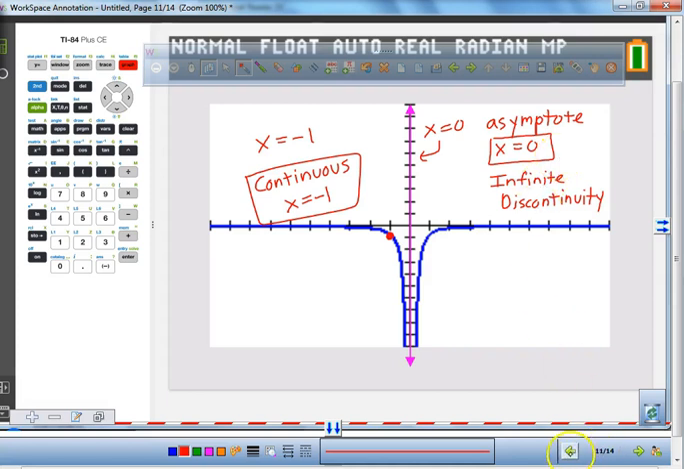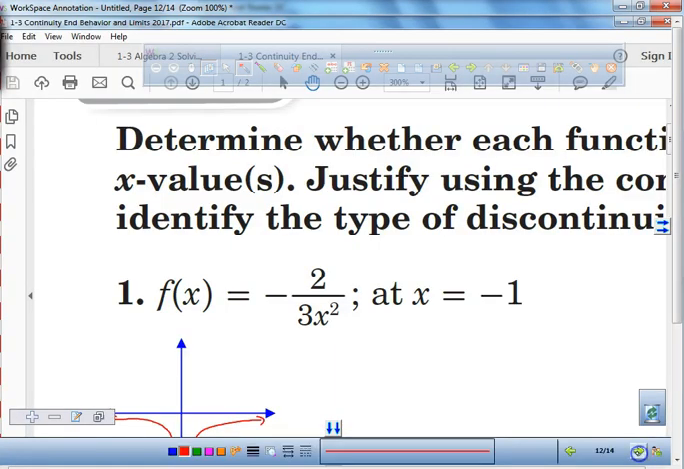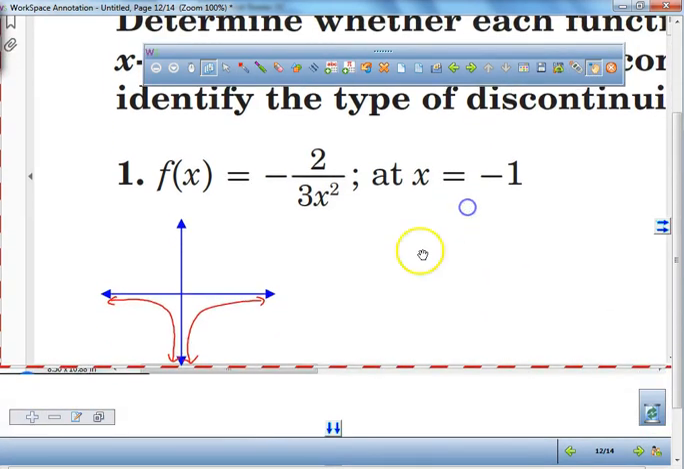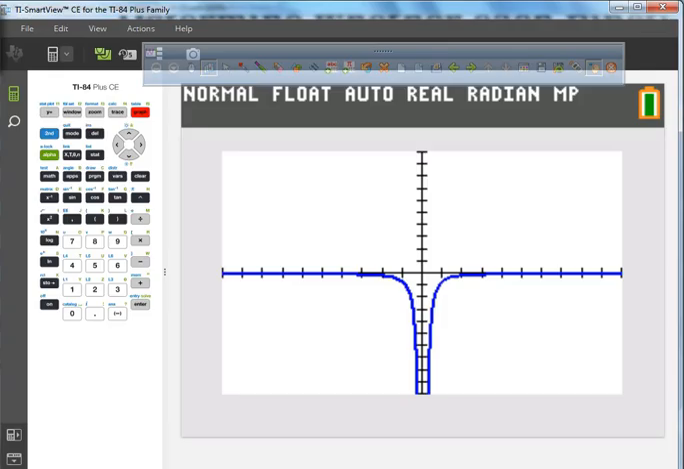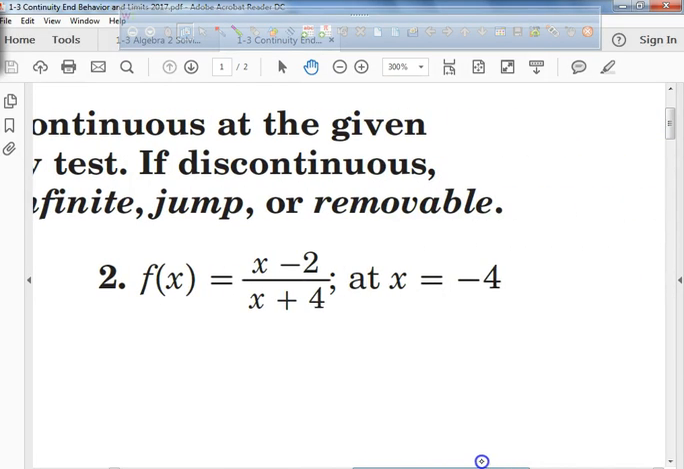Alright? So, if I were to go to this problem right here, okay? At x equals -1, it is continuous. But if I were to change this part right here and say, is it continuous at x equals 0? Then your answer would be no, it's not. It has infinite discontinuity. So you have to evaluate it wherever the point is, whether it's continuous or discontinuous. So right now, definitely continuous right there. It's just not continuous right here. All right, moving on to problem number 2.